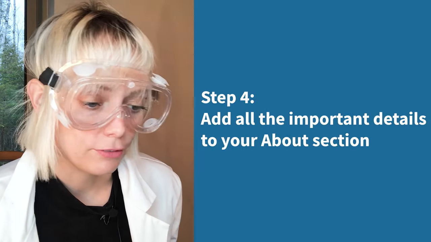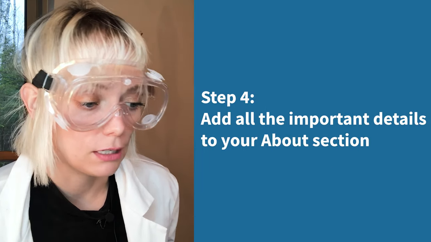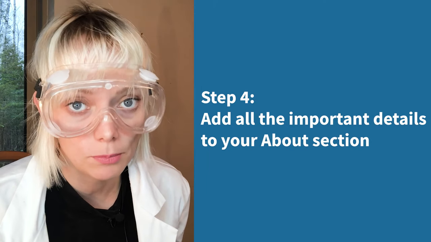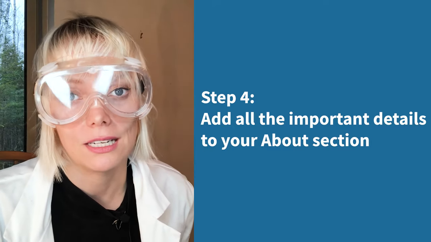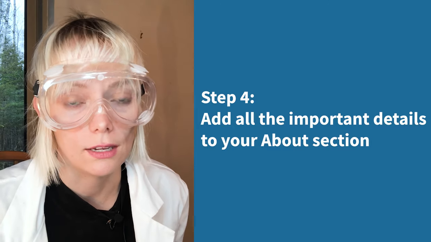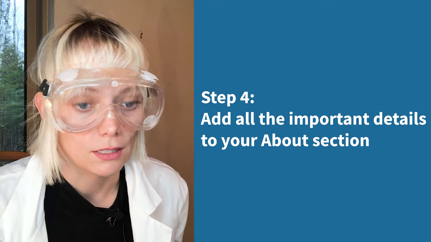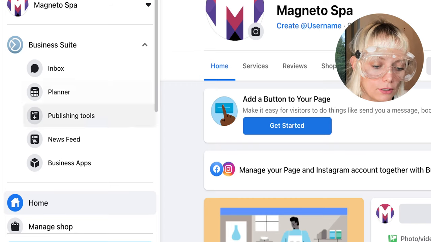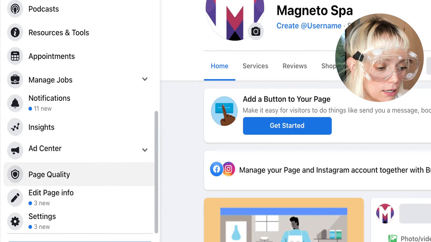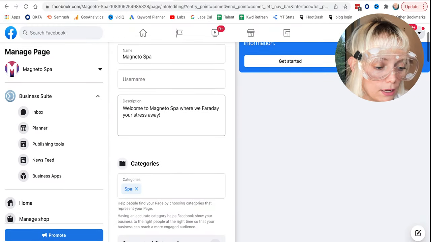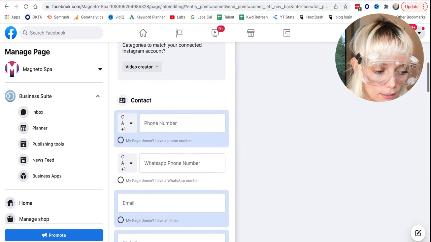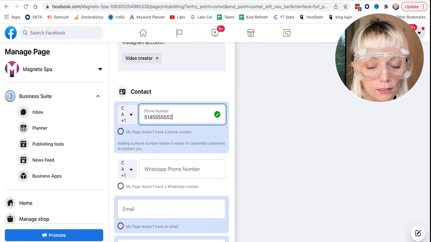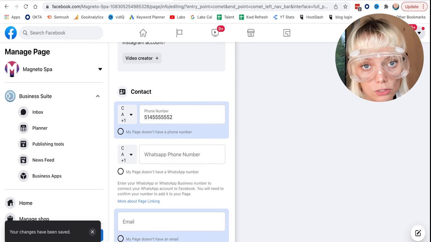Step four, we're going to fill out the Facebook page's about section, and you don't want to skip this step because this is where you're putting in all of the details that are most important to your potential customers, and also this information is likely to be indexed by search engines like Google so that your business can pop up when people are searching for cafes near me. So you want to scroll down on the left hand side to edit page info, and in here you want to add your address, your website, your contact information, your hours of operation, or any other details that are relevant to your business and to your customers.